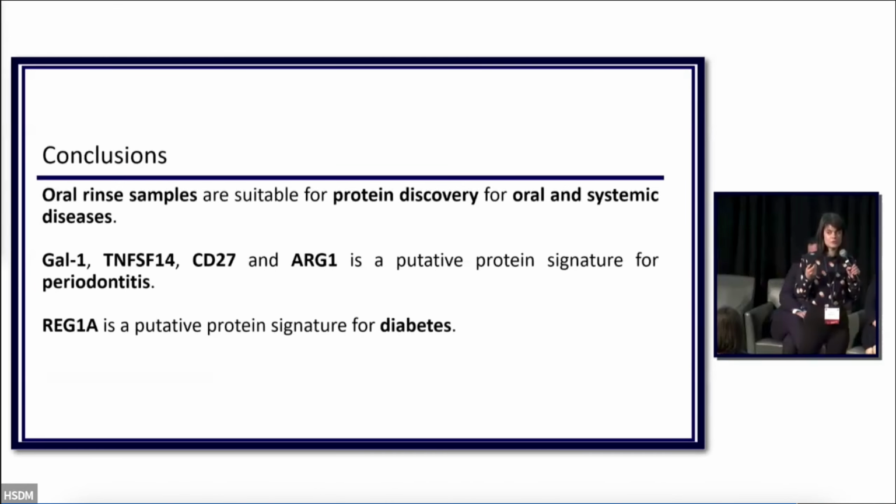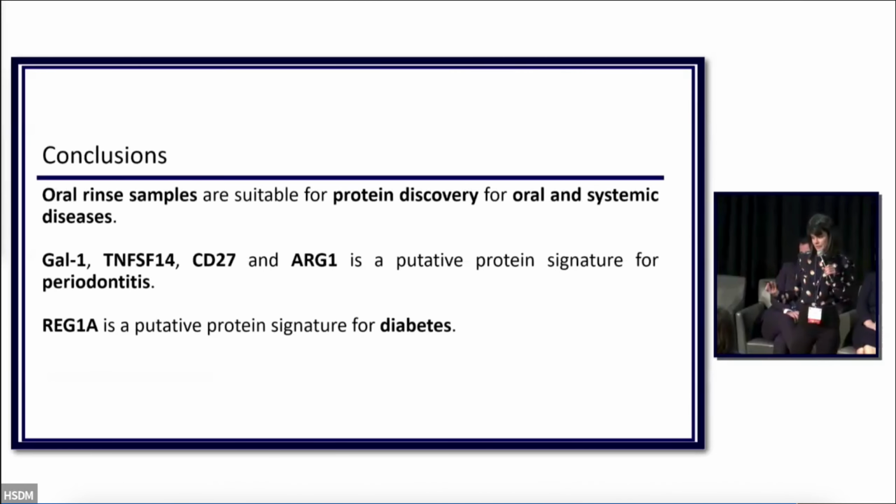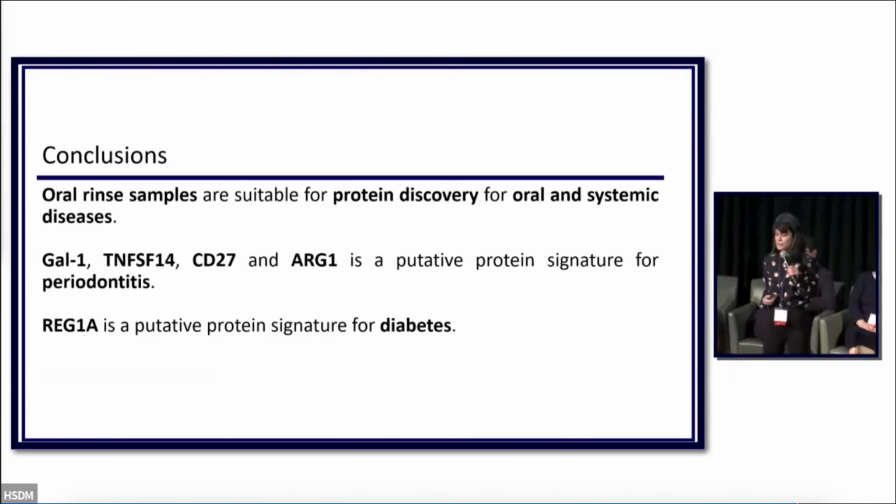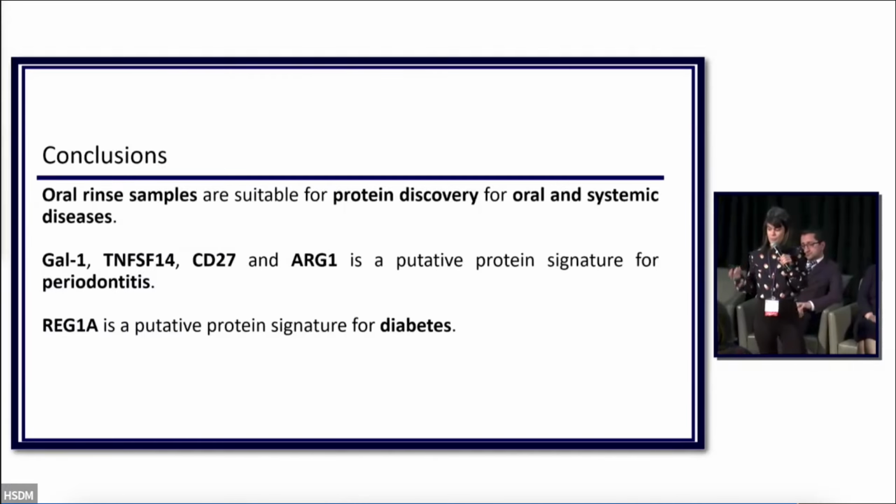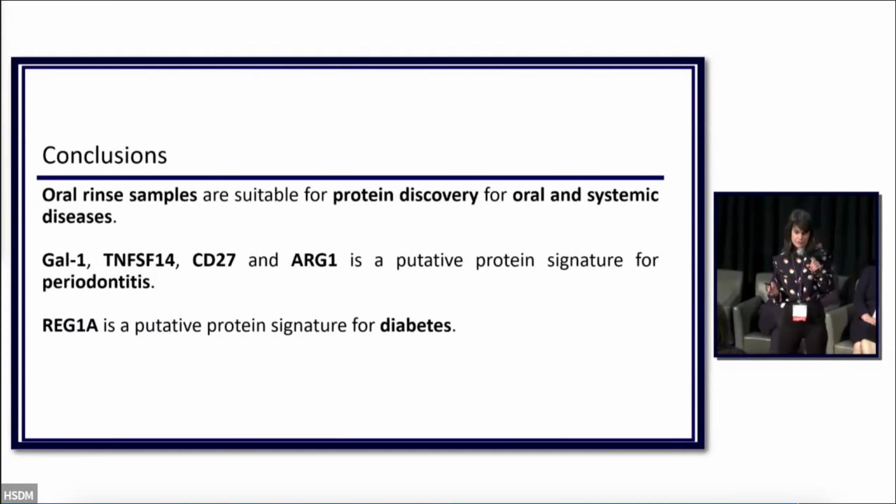The first research question was whether we can use oral rinse samples to screen for disease. We did those 2 pilot studies, and the answer is yes, it's possible. Also, we got very good protein signals from the oral rinse samples. So these studies tell us that you can continue with bigger studies, more participants, more proteins, which is something that we are planning to do. And also, we were able to identify 2 putative protein signatures, one for periodontitis, the other for diabetes.